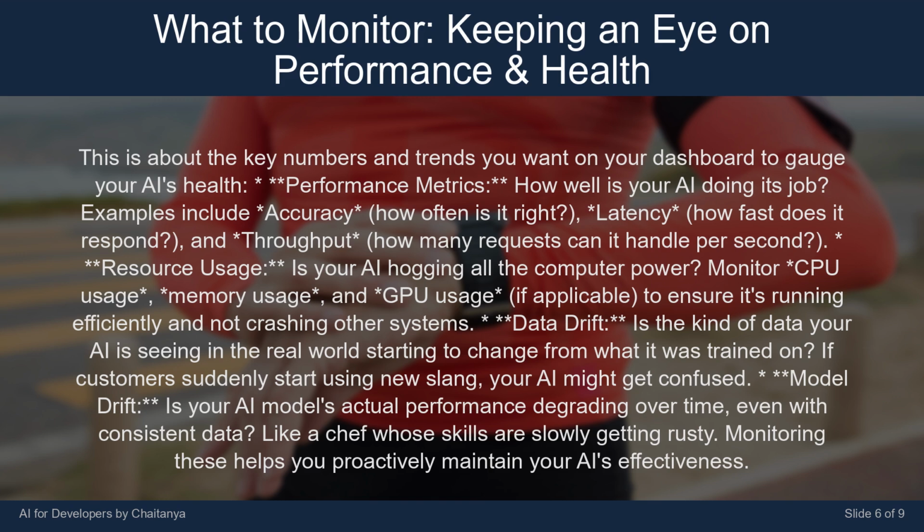Data drift. Is the kind of data your AI is seeing in the real world starting to change from what it was trained on? If customers suddenly start using new slang, your AI might get confused. Model drift. Is your AI model's actual performance degrading over time, even with consistent data? Like a chef whose skills are slowly getting rusty. Monitoring these helps you proactively maintain your AI's effectiveness.